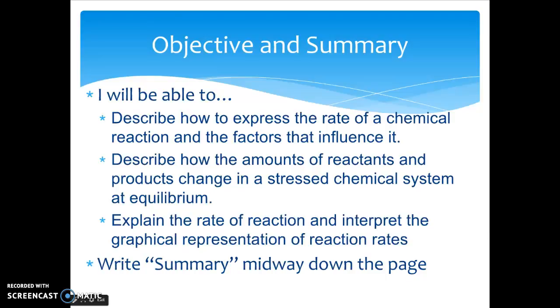Make sure you understand that your objectives for this unit is that you will be able to describe how to express the rate of a chemical reaction and the factors that influence it. You will also be able to describe how the amounts of reactants and products change in a stressed chemical system at equilibrium. And last, you will be able to explain the rate of a reaction and interpret the graphical representation of rates of reactions. Make sure you record this with the word summary so that you can record your summary at the end of the unit.